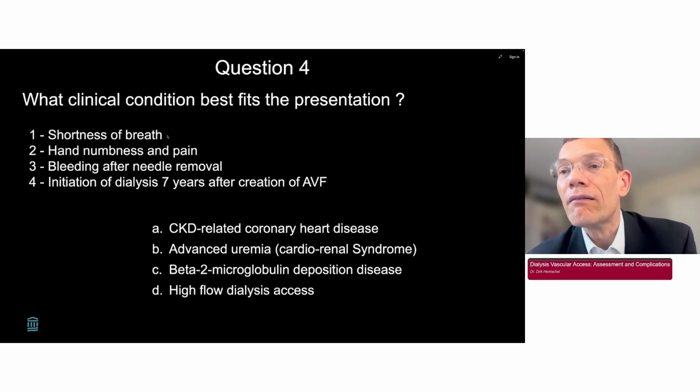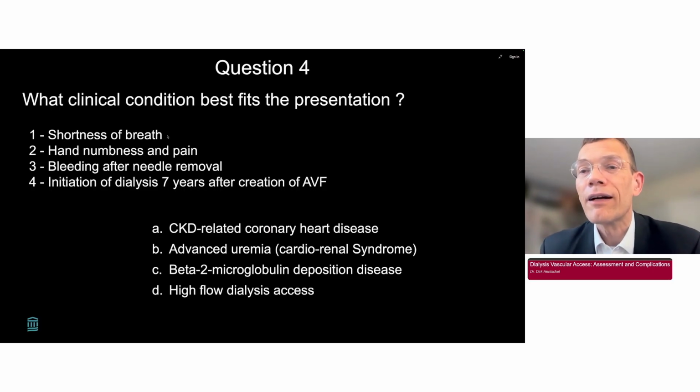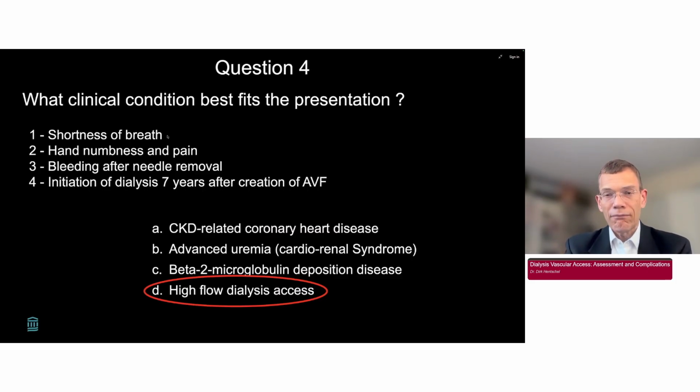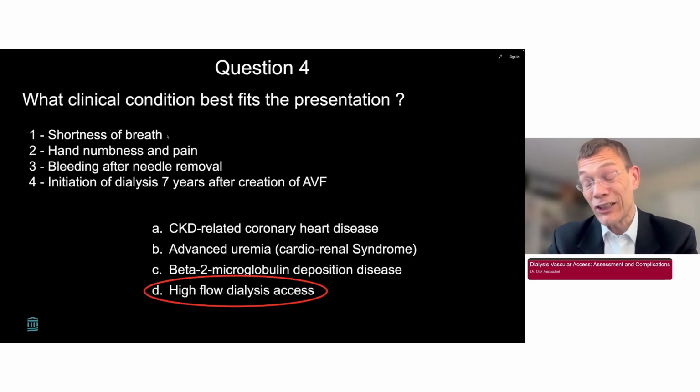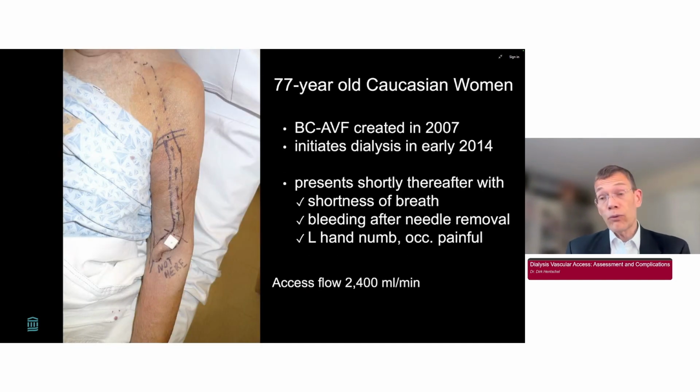And the votes are coming in, and the right answer is that in this case, the unifying answer is it's a high flow access. I'll just go through some of the findings that you can have in this case. So flows were measured at 2.5 liters, okay?